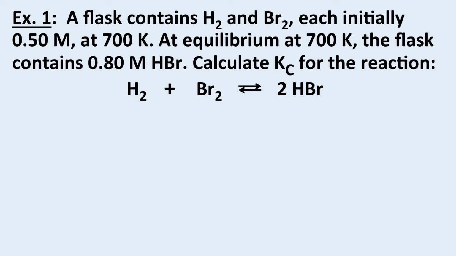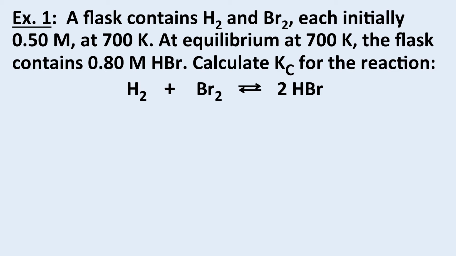Okay, so let's take a look at an equilibrium calculation problem. And this one, we have a flask with hydrogen and bromine, each initially at a concentration of 0.50 molar at 700 Kelvin. And at equilibrium, at the same temperature, the concentration of HBr is 0.80 molar. So the question is to calculate K sub C for the reaction below.